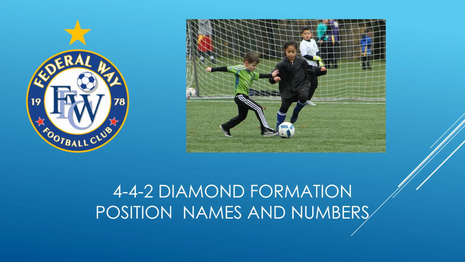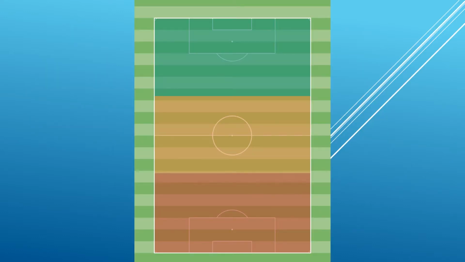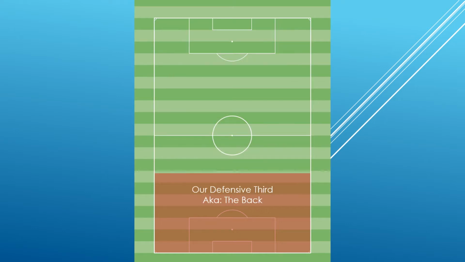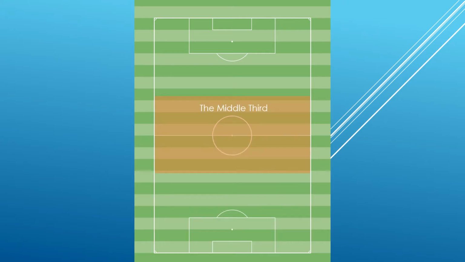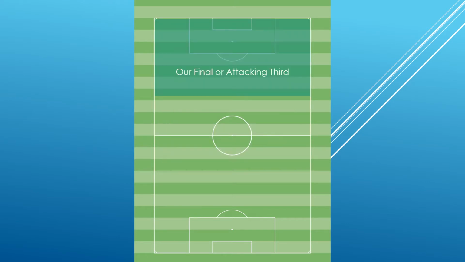Before we move on to formations, let's take a look at the field. It'll be common for us to refer to locations on the field in terms of thirds. Players' roles and responsibilities will change as the ball moves in and out of these sections of the pitch. First is our defensive third, also known as the back. Then we move into the middle third, and finally, our final or attacking third.